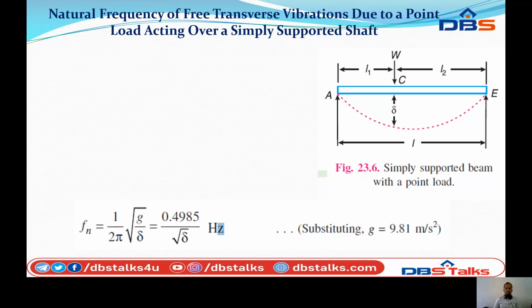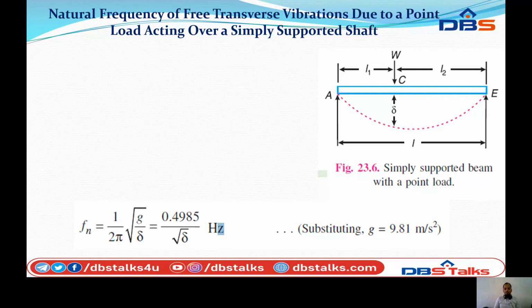The deflection is directly proportional to the applied load W, and if the beam is deflected beyond the static position, then the load will vibrate with simple harmonic motion. Here the static deflection is delta, due to the load, so the frequency formula, as all of you know, is Fn equals 1 by 2 pi into square root of g by delta, simply 0.4985 by square root of delta.